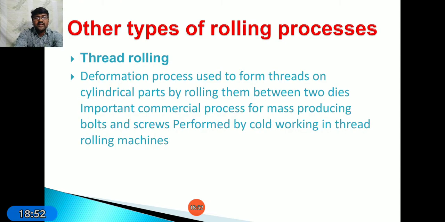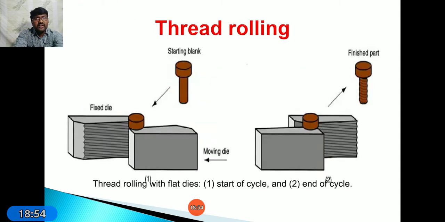Observe in this diagram, it consists of a fixed die and a moving die. The moving die will move forward and backward. In between these two dies, we have to place the workpiece, that is the starting blank without threading, which has a plain surface.